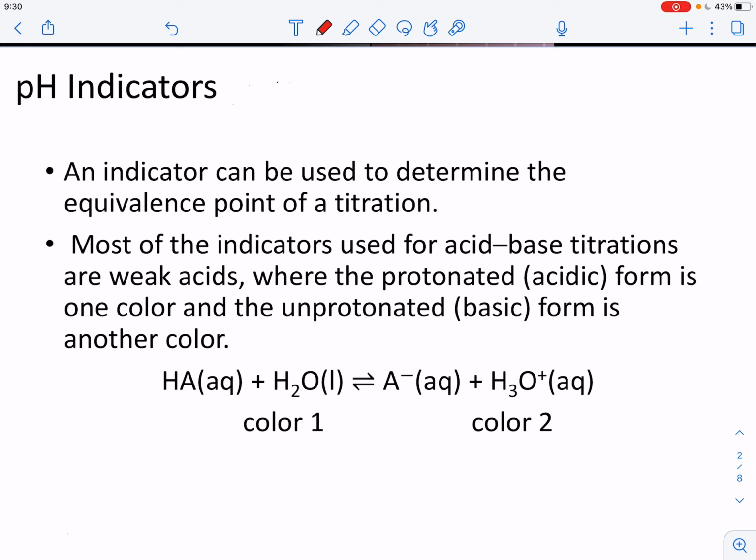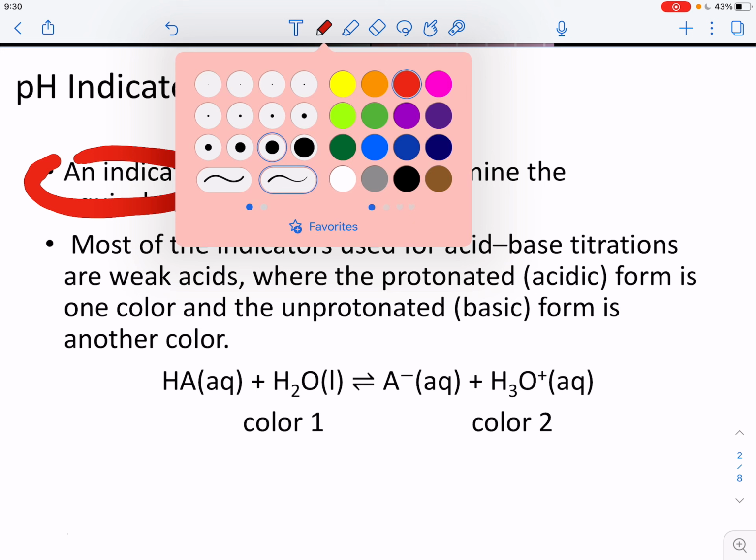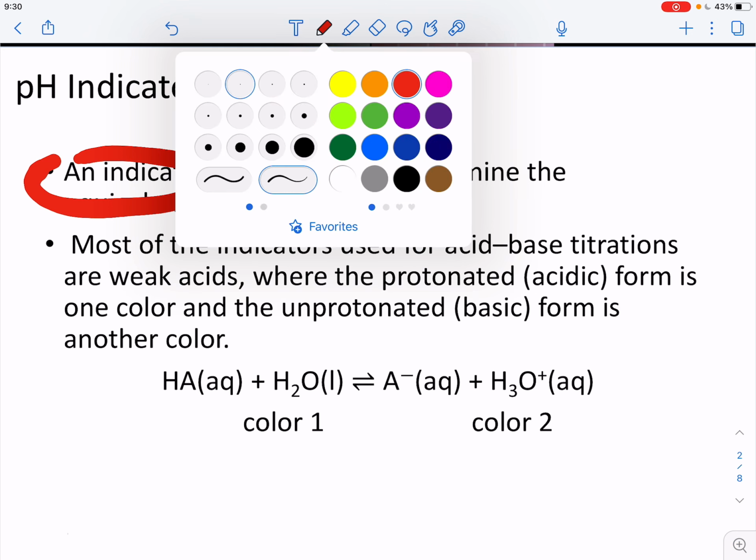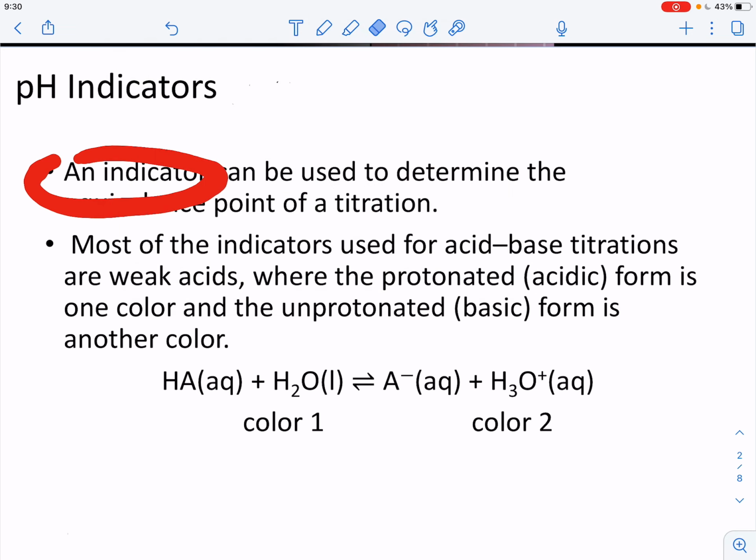Because you are trying to find out what the concentration of the acid or the base is, but you don't know when you started the titration. So how do you know when you have reached the equivalence point? So that's where the indicators come in handy, because they will point you in the direction of when that reaction is complete.